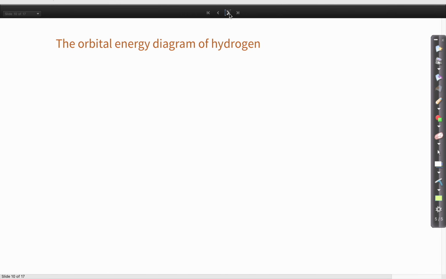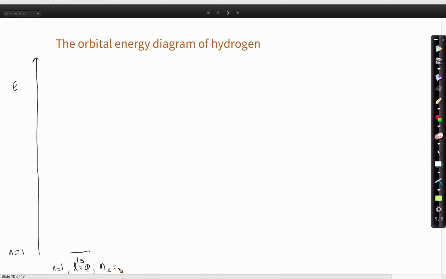Okay, so let's look at the orbital energy diagram for hydrogen. Let's just build it up. So when we say orbital energy diagram, what we do is we graph the energy over here, and we just stack the orbitals on top of each other. So we're going to start down here with n equals 1. Remember, for the hydrogen atom, you only need to know n to know the orbital. So we have a 1s orbital. That would correspond to n equals 1, l equals 0, and m sub l equals 0. So that's our first floor.